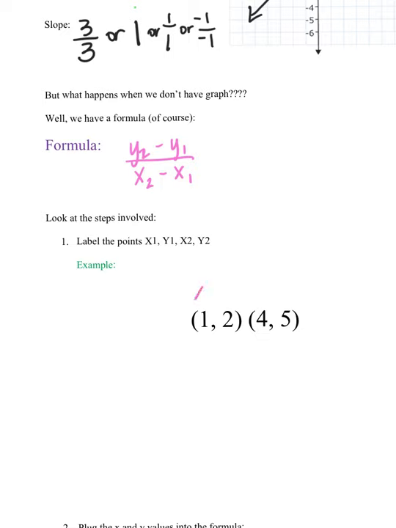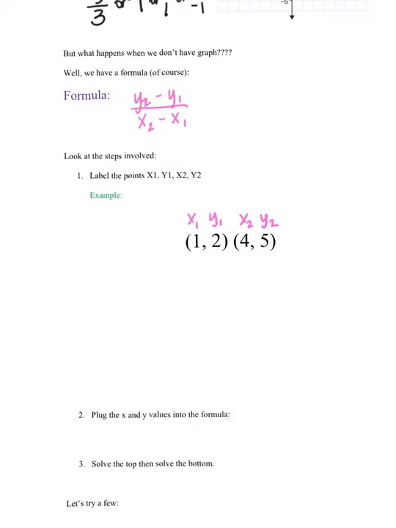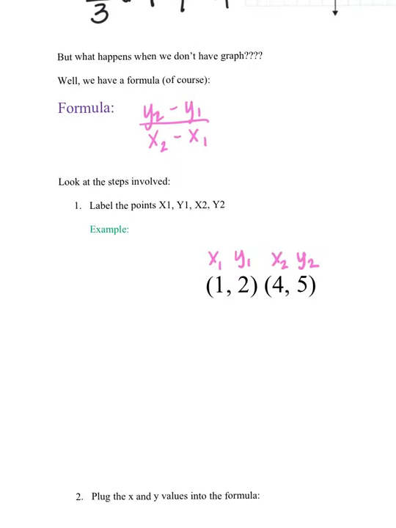So this would be x1, y1, x2, y2. The second step then would be to plug that into our formula. So again, our formula is y2 minus y1 over x2 minus x1. So we would plug in y2, which is 5.